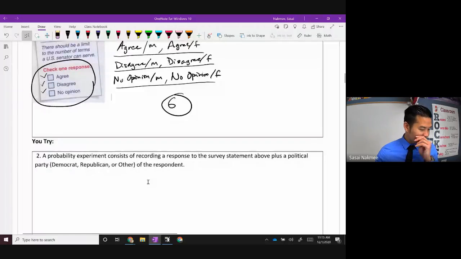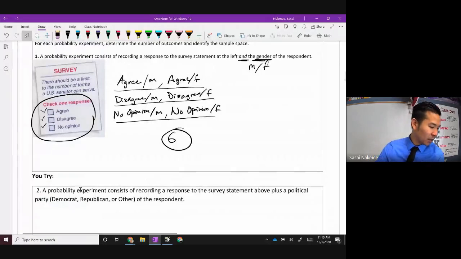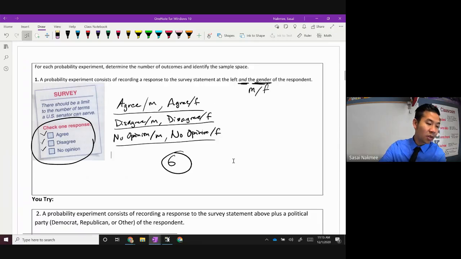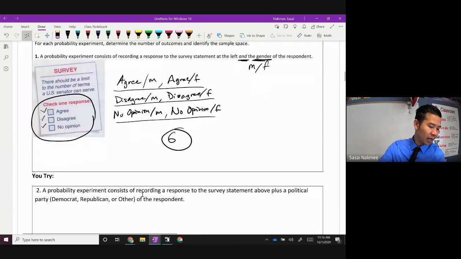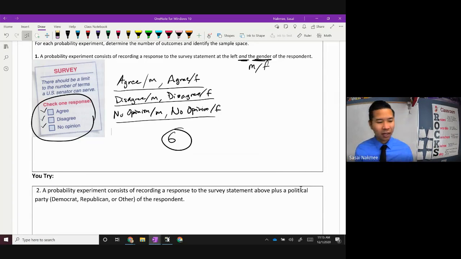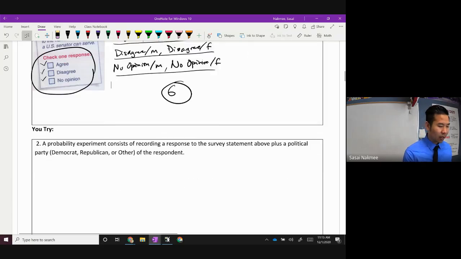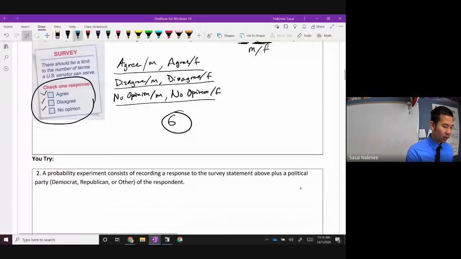Let's go ahead and see if you guys can try this next one. The probability experiment for this you try is the same as the survey that they have above. They're either going to agree, disagree, or have no opinion. And they're also going to record their gender. But I want you to also add in, what if they're also taking into account their political party? Now I know there's a lot more political parties, but just to keep it simple, let's say the political parties they have here are either Democrat, Republican, or other.